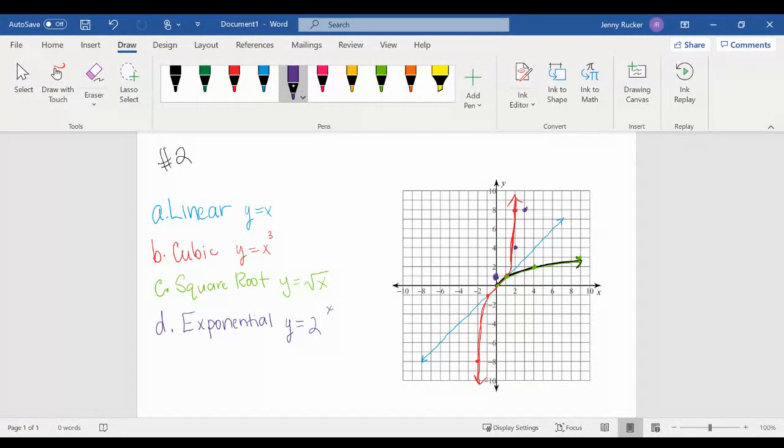Let's go with x is negative 1. 2 to the negative 1 is equal to 1 over 2, so that's (-1, 1/2). 2 to the negative 2 is the same as 1 over 2 squared, which is 1 over 4. So at negative 2, it would be 1/4. And you can see that this is getting really tiny. It's going to flatten out here along the x-axis and then rise very quickly. So that's that exponential growth. All right, so that's just a refresher on what our parent functions for linear, cubic, square root, and exponential look like.